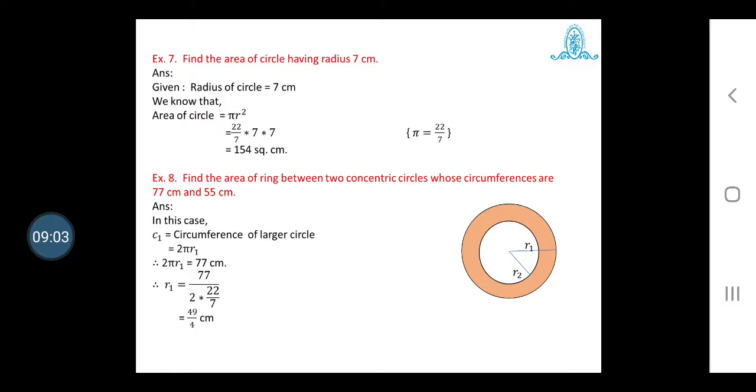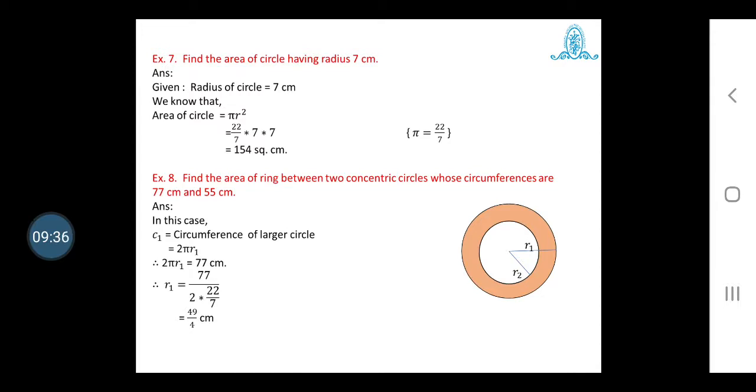But before that, we must find the radius of both circles. So, if we consider R1 is the radius of larger circle and R2 is the radius of smaller circle, then how do we find radius? By using the formula of circumference. And what is the formula of circumference? 2 pi r. And these are given in the example. So, the circumference of the larger circle is 77 centimeter. So, we solve first the larger circle.